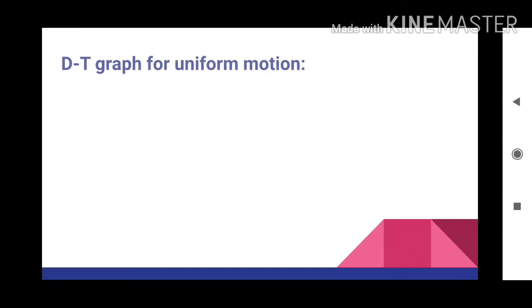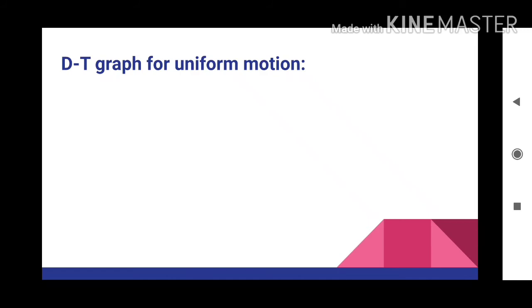Distance time graph for uniform motion. You know that uniform motion is the one where the position of an object changes equally in equal intervals of time. So how will this graph look?